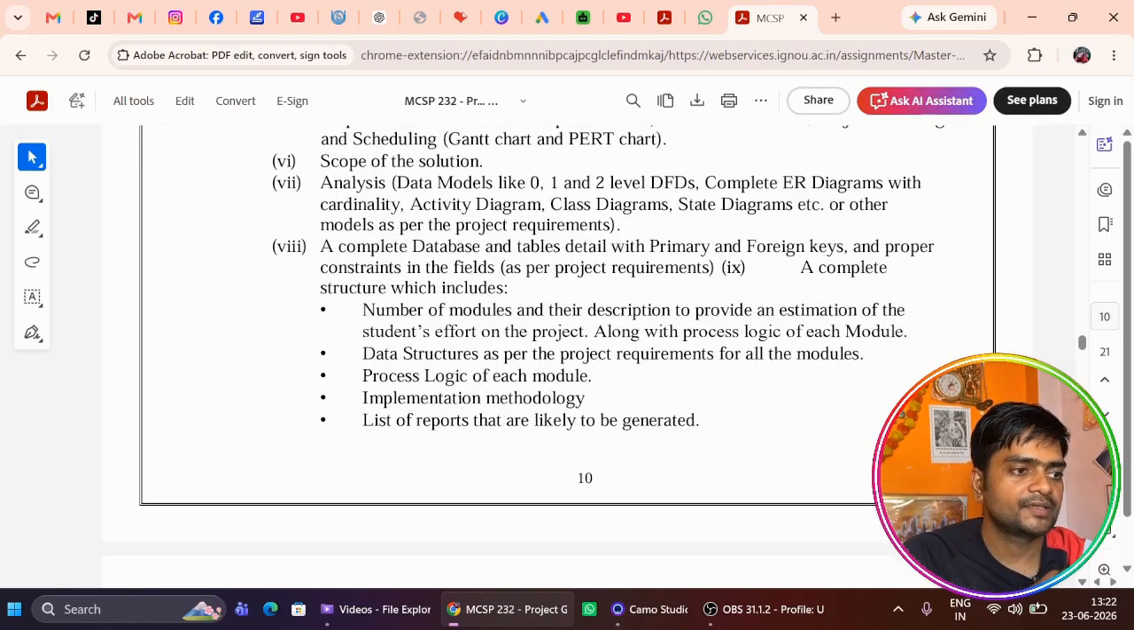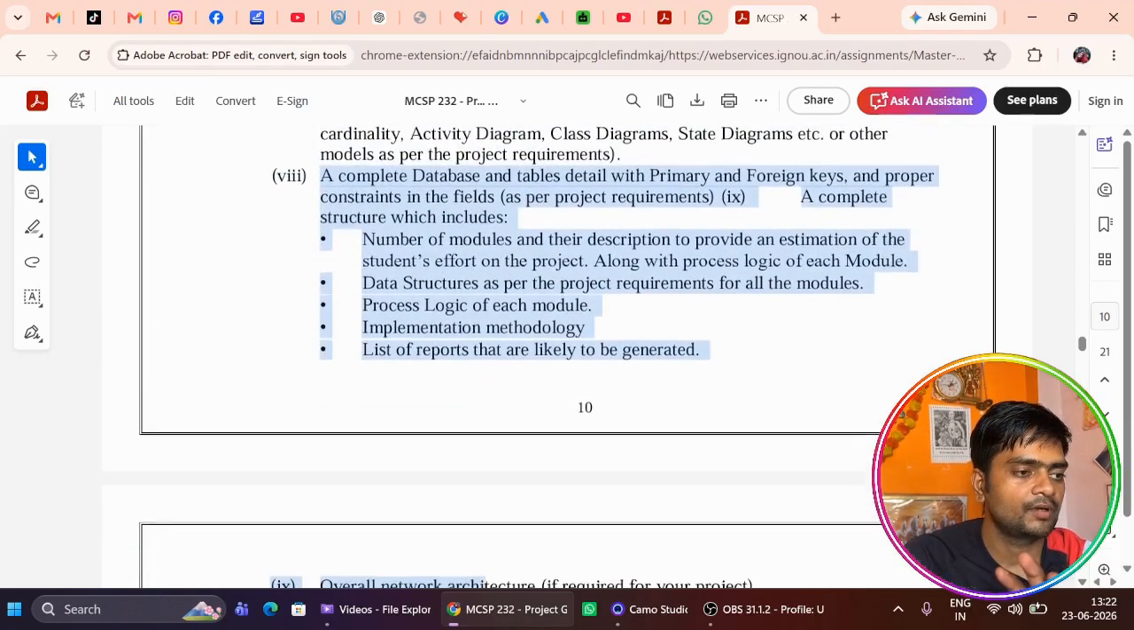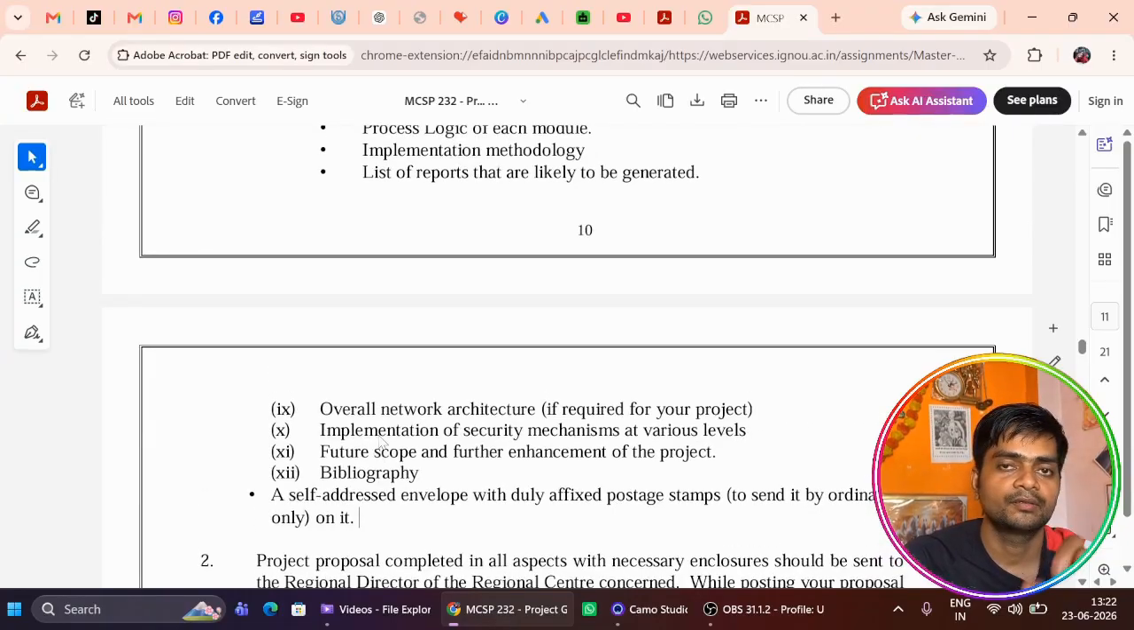a complete database and table details with primary and foreign keys and proper constraints in the field. Okay, so these are the things that you have to go through one by one, to have a proper understanding. You can download the guideline from your browser, and you can go through it properly.